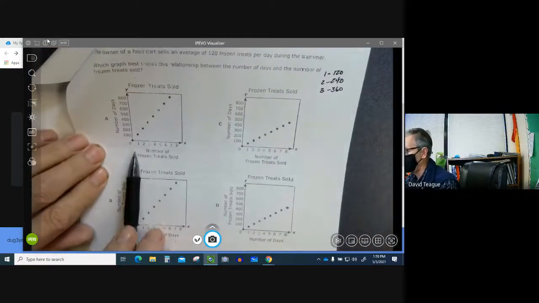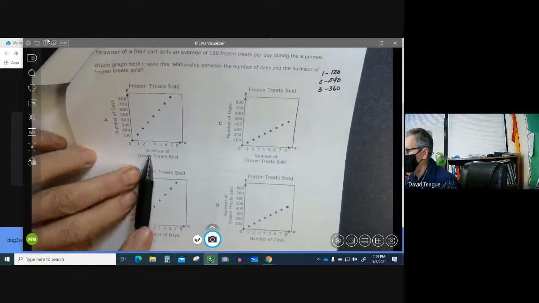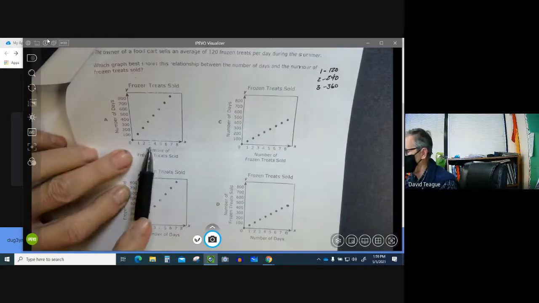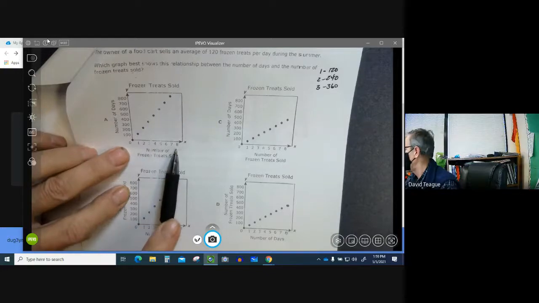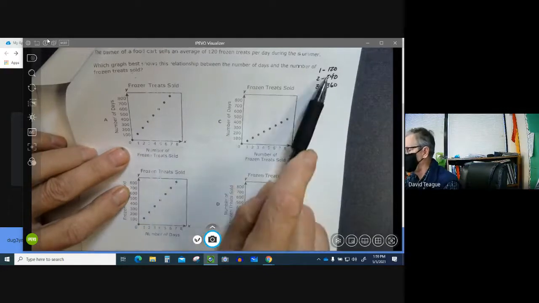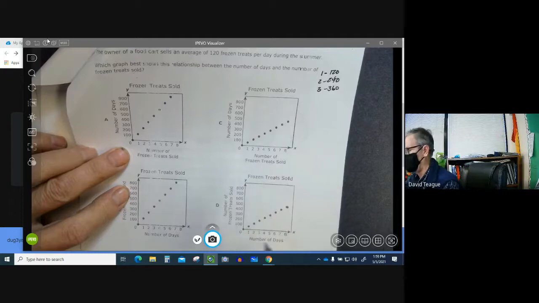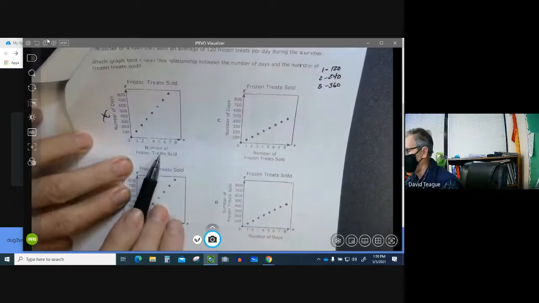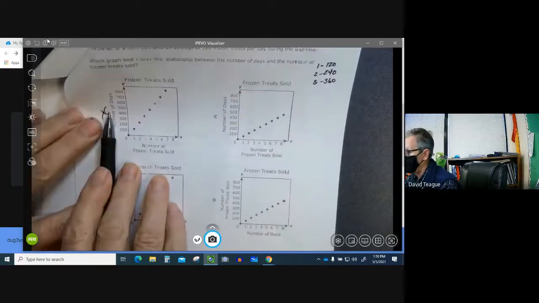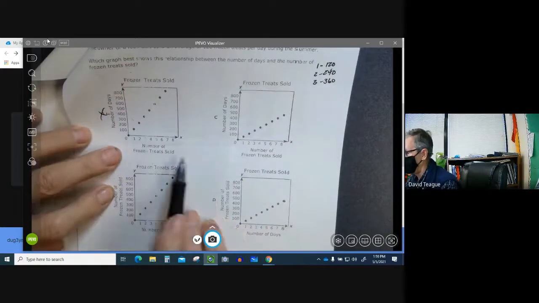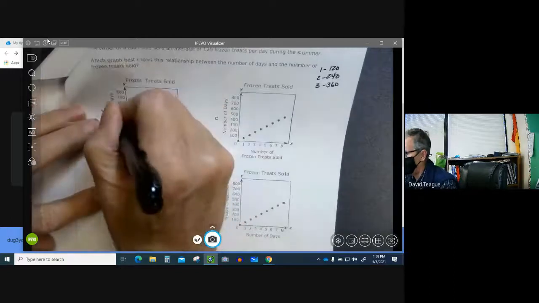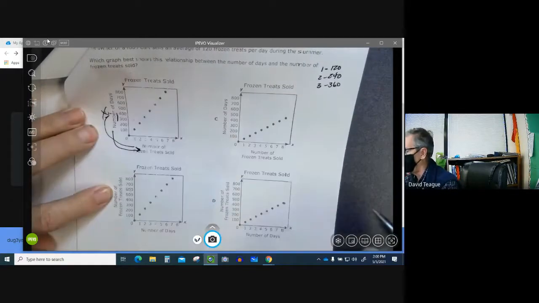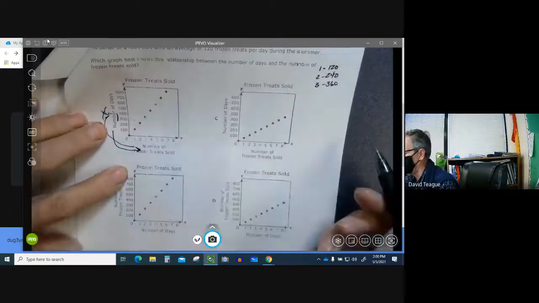Okay, so let's look at the first one. It says number of treats sold. And look at what numbers they have here: 1, 2, 3, 4, 5, 6, 7, 8. That doesn't make any sense. He sold 120 the first day, right? So you can throw this out. They labeled it wrong. They should have put the number of days here and the treats there. The labels are wrong. So number of days should have been over here and the number of treats over there, but they didn't do that. That's what's wrong with this.